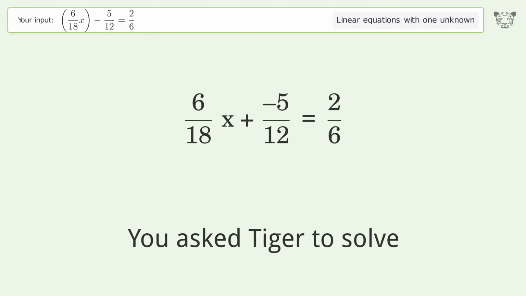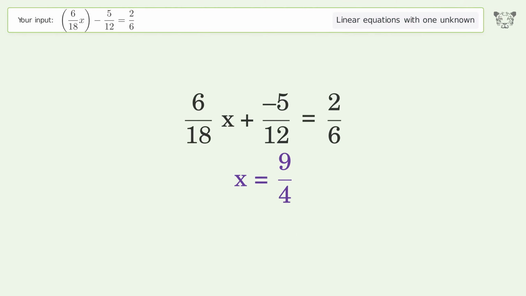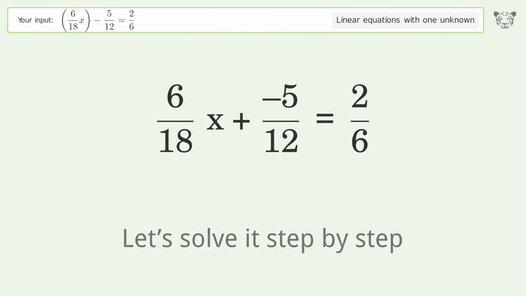You ask Tiger to solve. This deals with linear equations with one unknown. The final result is x equals 9/4. Let's solve it step by step.